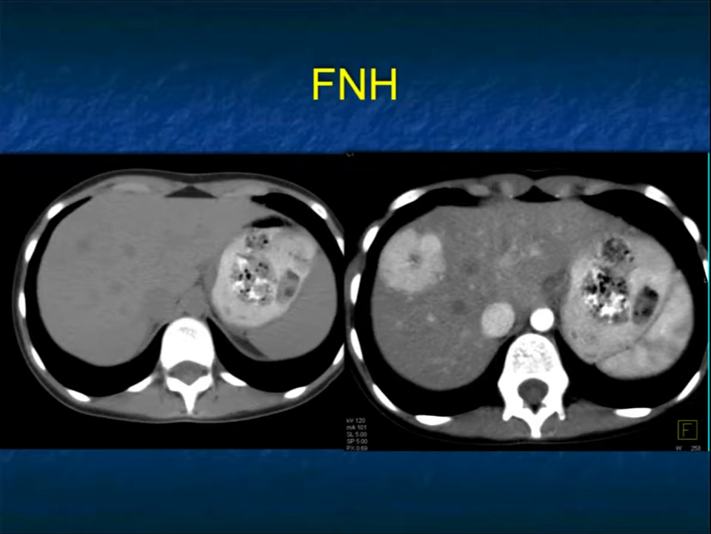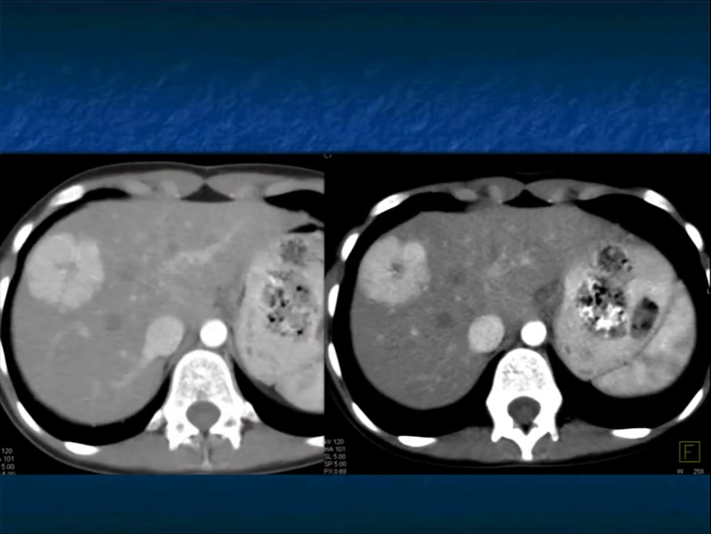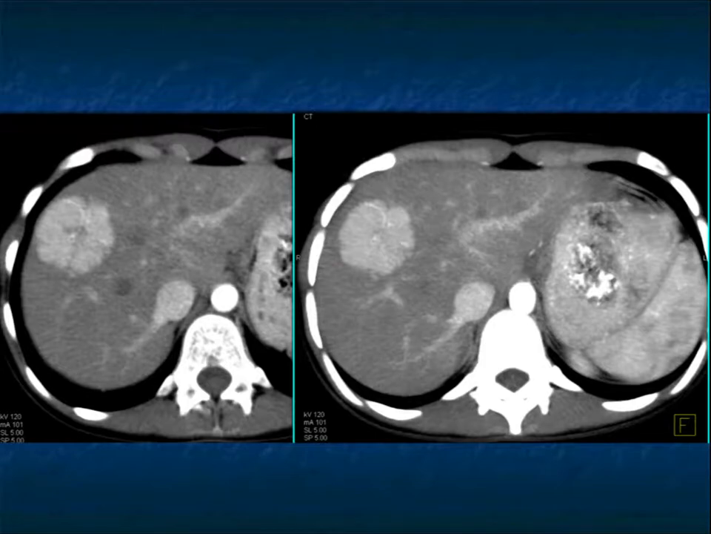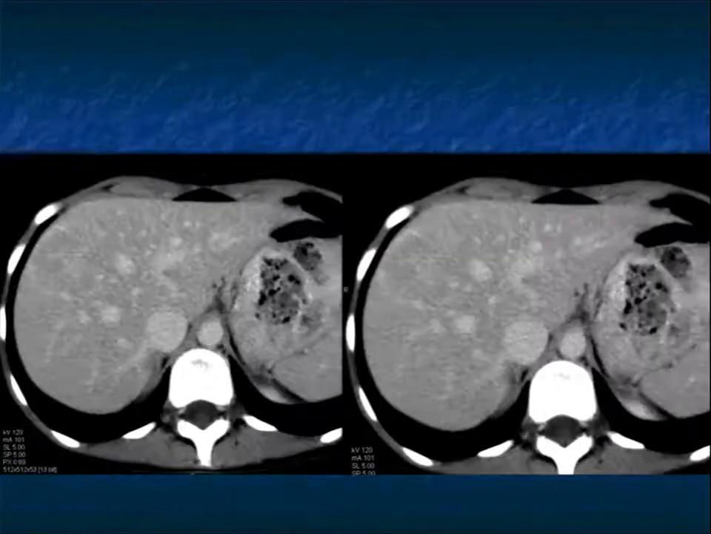Another example here, non-contrast. You just don't see it even in retrospect. Well, maybe when you know it's there, you can see it. But look at its arterial phase imaging. Look at the central scar. Look how bright it is and equal to the IVC. Just a really nice example of that.